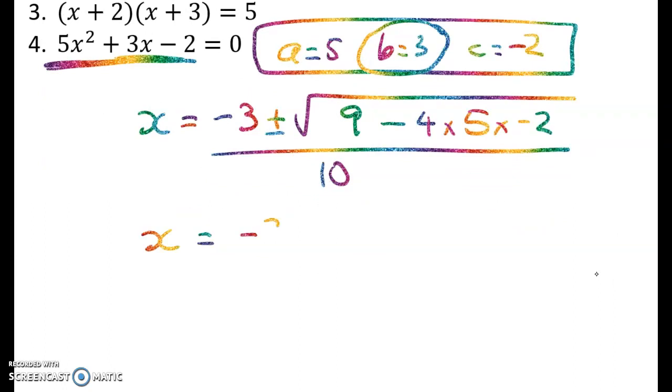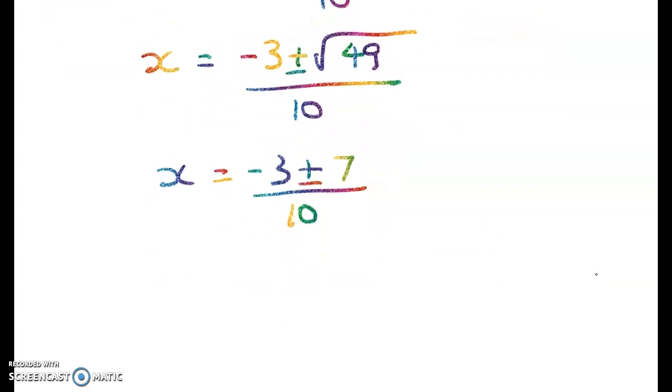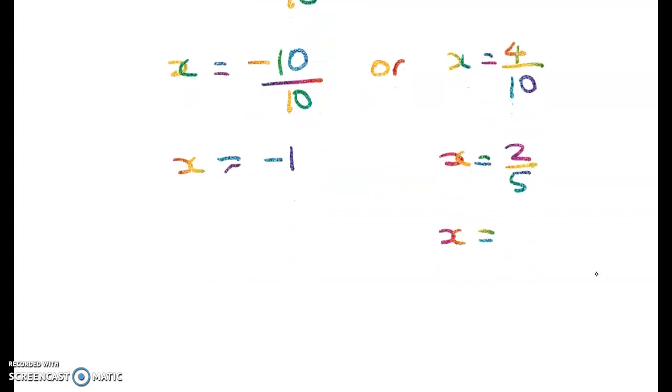That gives me x is equal to negative 3, plus or minus the square root of a very nice square number, 49 over 10. So in this case, x is equal to negative 3 plus or minus 7, all divided by 10. x equals negative 10 over 10, or x equals 4 over 10. Simplifying that gives me x equals negative 1, or x equals 4/10, which is 2/5. And this is one of the few times in maths that we really do like to have decimals. Okay, so x is equal to 0.4.